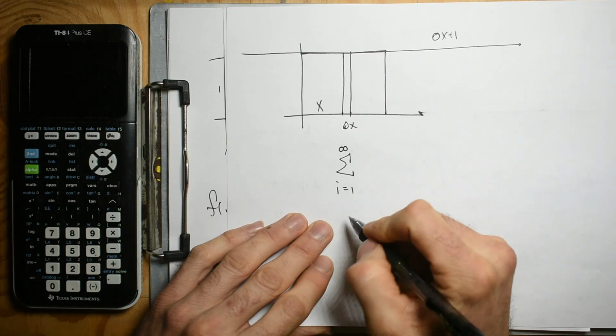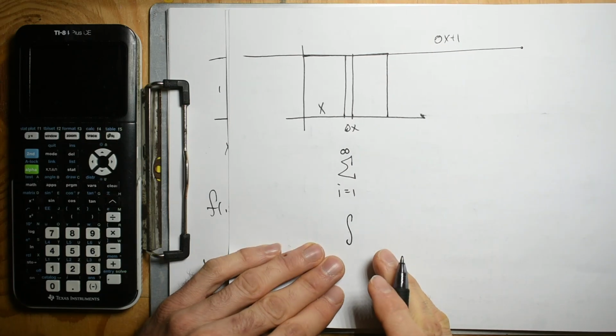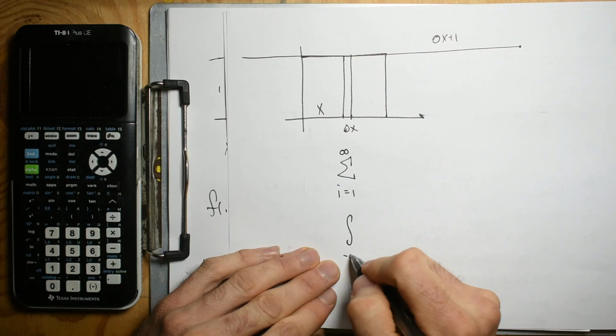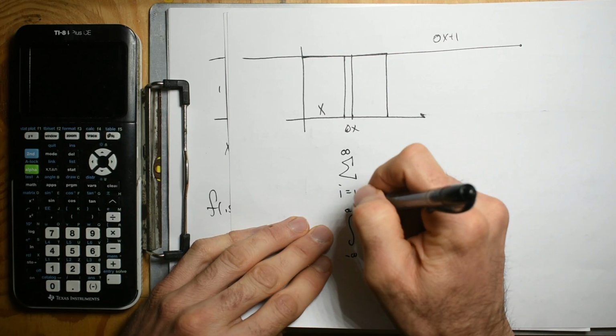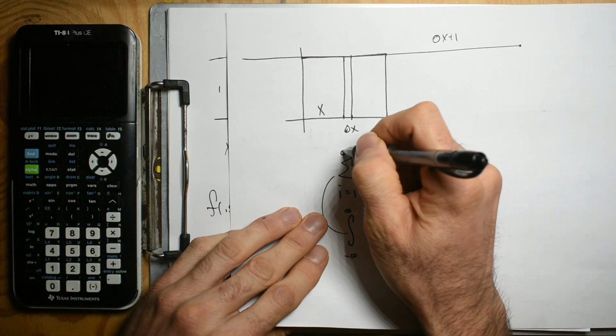All right, first up, yes, this is an indefinite integral. And it goes from negative infinity to infinity. So yeah, and it represents this, i is equal to 1 to infinity.